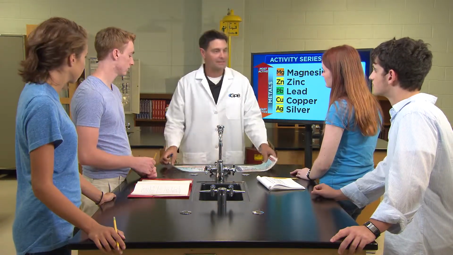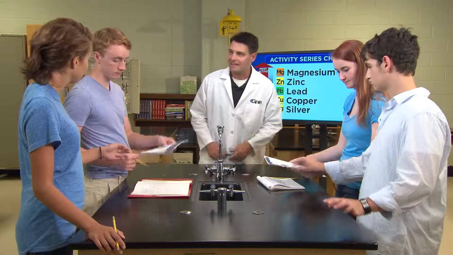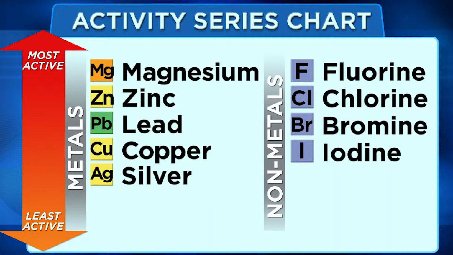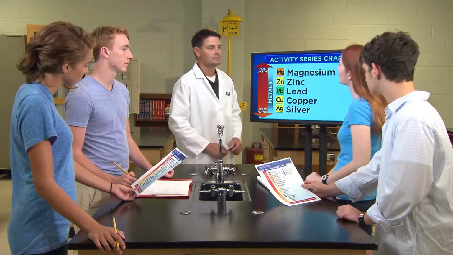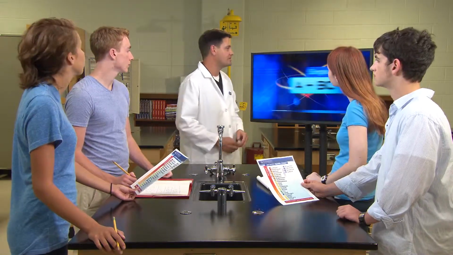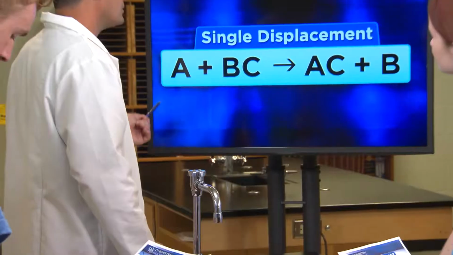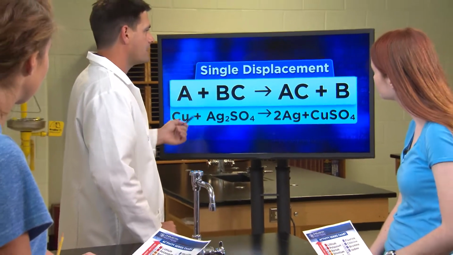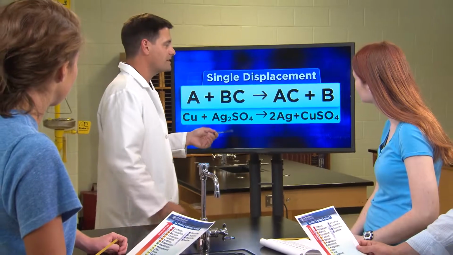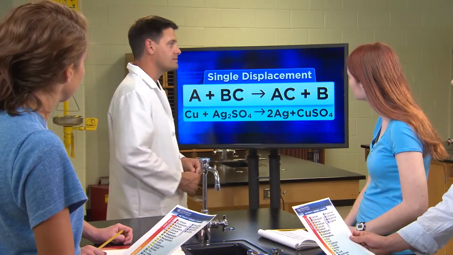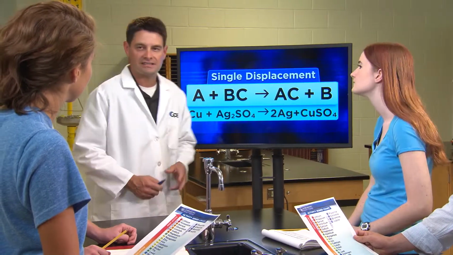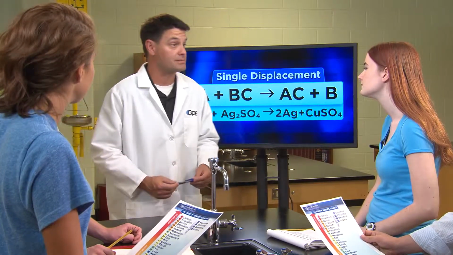And here's a more complete activity series. And you can see that it has metals and halogens on it. Now, this is only used to predict certain types of reactions. So what kinds of reactions have we been dealing with today? Since there were metals by themselves and ionic solutions, these are single displacement reactions. Yes, and that's what you see here. To use an example, you showed us that copper metal would react with silver sulfate, which matches the definition of a single displacement reaction. And we only use activity series to predict single displacement reactions.